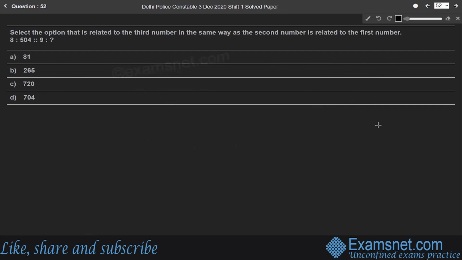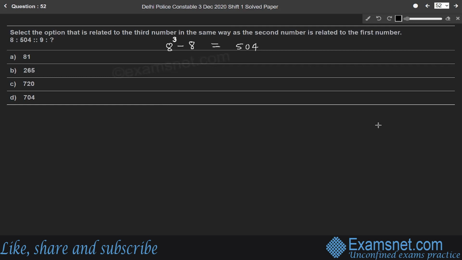Question 52. Select the option that is related to the third number in the same way as the second number is related to the first number. So here the first two numbers are 8 and 504. The number 504 is obtained from the cube of 8 minus the number itself. So 8 cube minus 8 gives rise to 504.